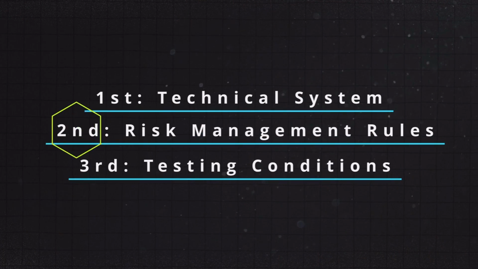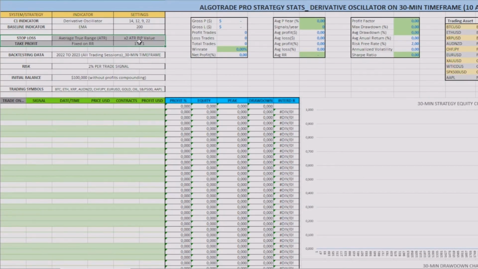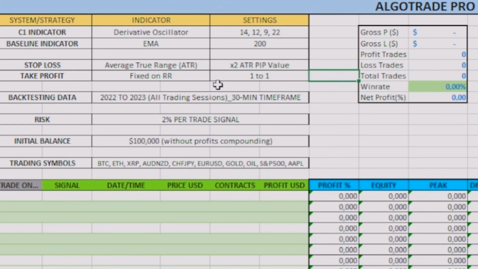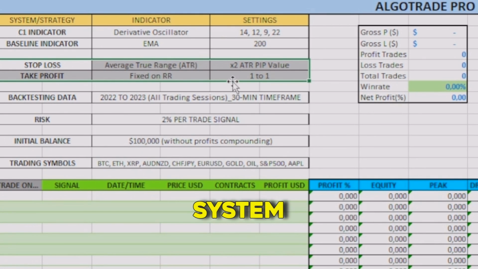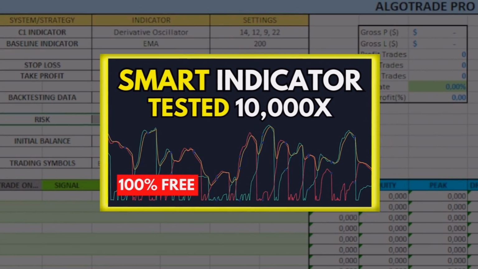Regarding the second step, the risk management, it will also be the same one I used in the other episodes, using a 2% risk per trade, a stop loss calculated based on 2 times the average true range indicator number, and by using a take profit on the 1-to-1 risk to reward ratio zone. If you would like to know more about this risk management system, check out the first episode of this series.